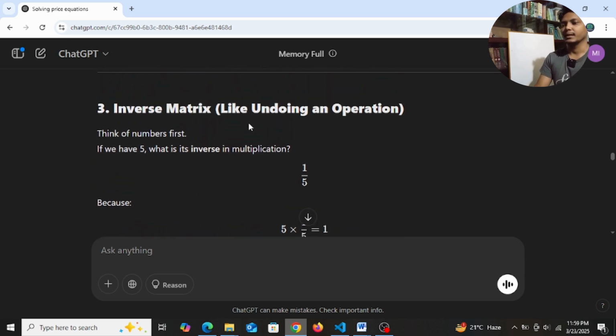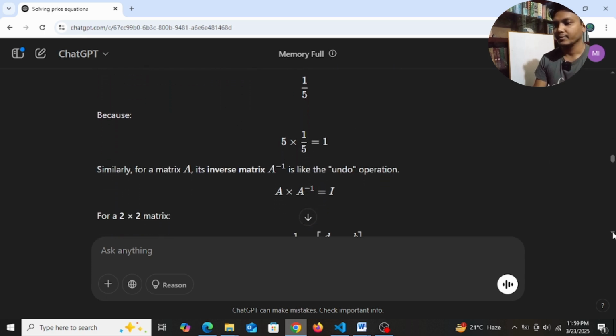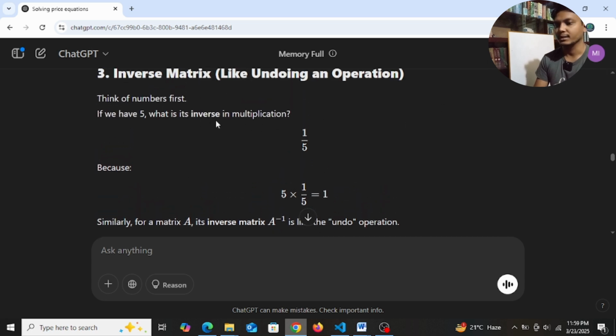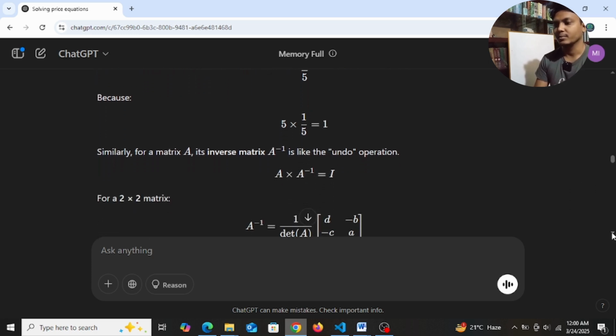Inverse matrix, like undoing an operation. Okay, so what is an inverse matrix, guys? I discussed inverse with you already. If you have 5, what is the inverse in multiplication? 1 by 5, because multiplying 5 into 1 by 5 you will get 1. In case of addition, it should be minus 5.